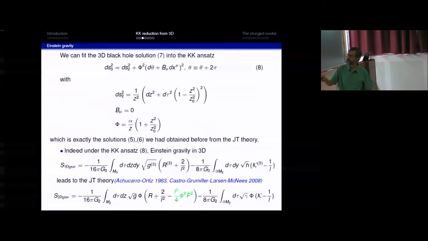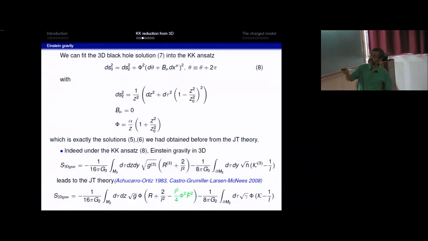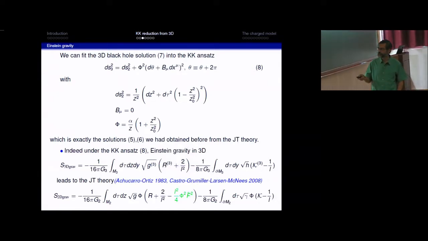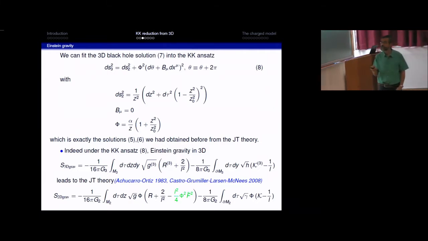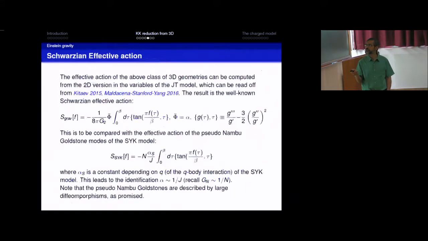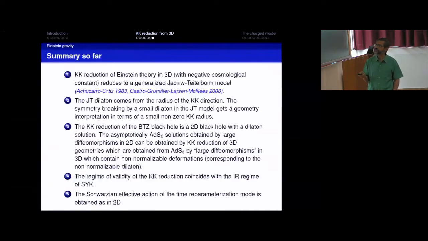I should say what the notation is. This F tilde is the field strength corresponding to this Kaluza-Klein gauge field. So the general thing is this. This is the JT, Jackiw-Teitelboim model, which was this part, and the corresponding boundary term. And this is the additional part, which comes from the Kaluza-Klein gauge field, which makes life a little more difficult.